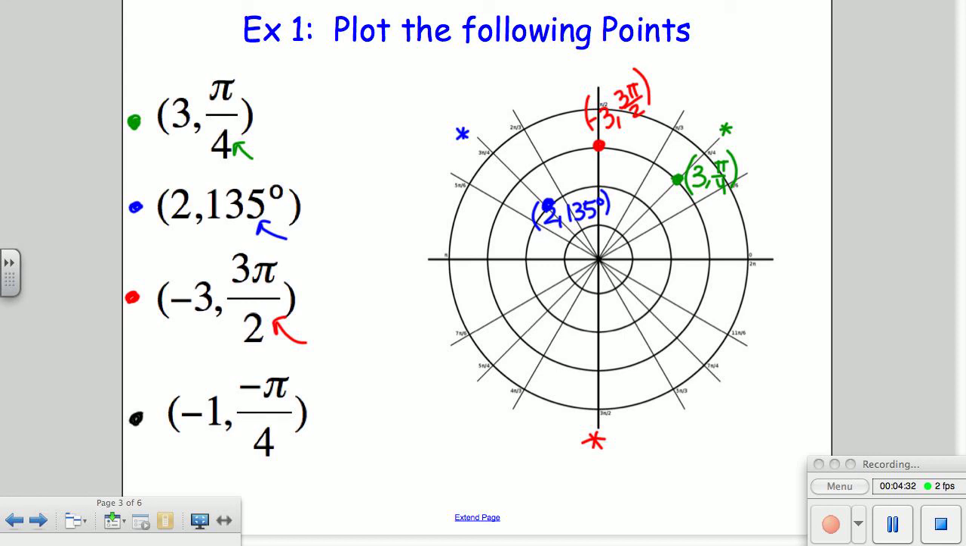We'll graph the last one here in black. Again, start at your angle. Now the angle's negative, so I know negative pi over 4 is down here. The radius is also negative. So instead of going 1 in the positive direction, I'm going to go 1 in the negative direction, and I'm going to end up right over here. Notice it's on that same line. And so that's the point -1, -pi over 4.